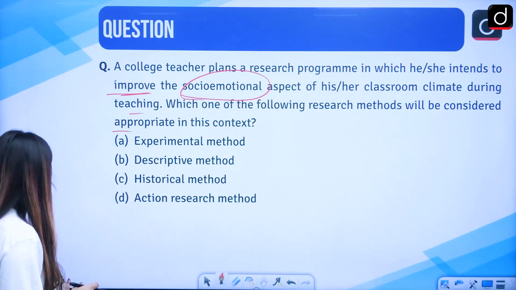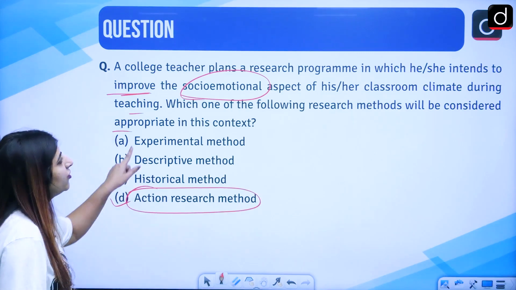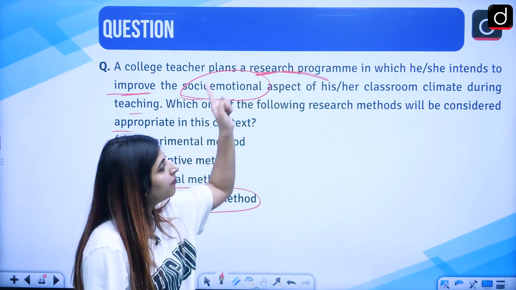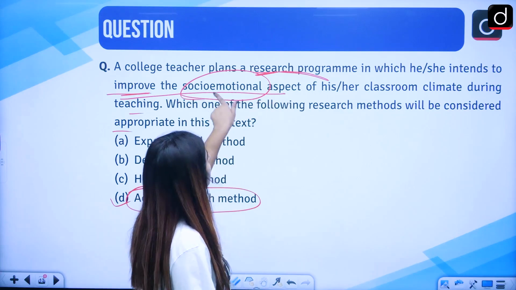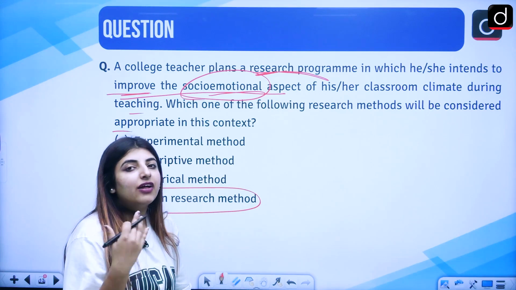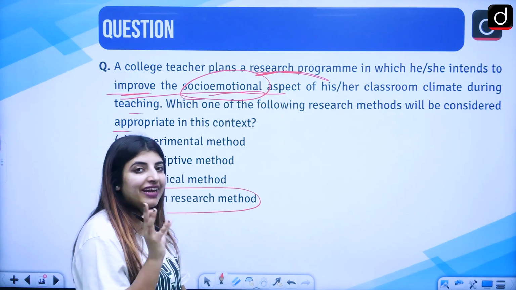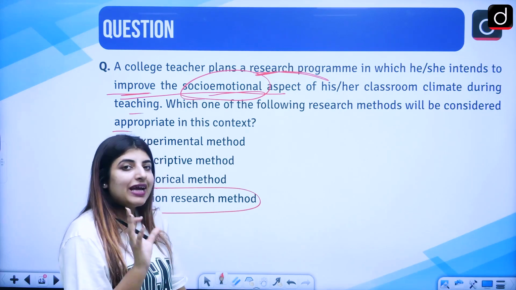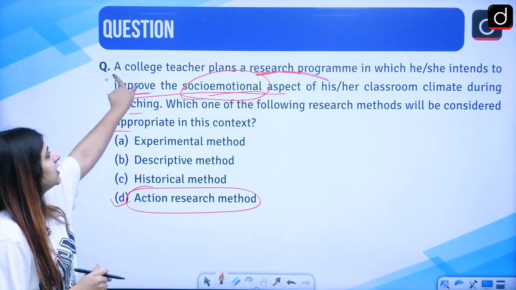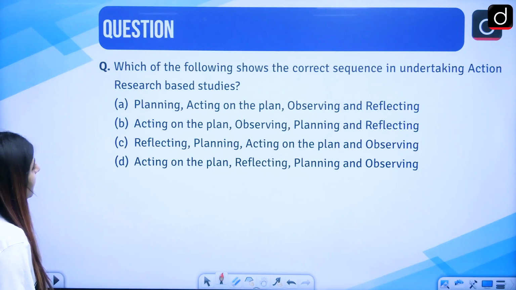The answer to this question is option D, of course, action research, because the college teacher is planning to go forward with the research program to improve the socio-emotional aspect of his or her classroom climate. So improvisation of a particular situation is being talked about here. Hence, when we try to improve a situation, it is action research only, and of course, an educator or practitioner is doing it here. Next question.